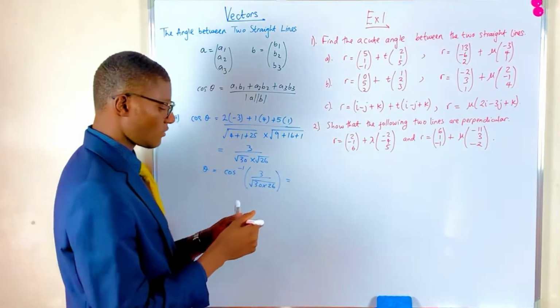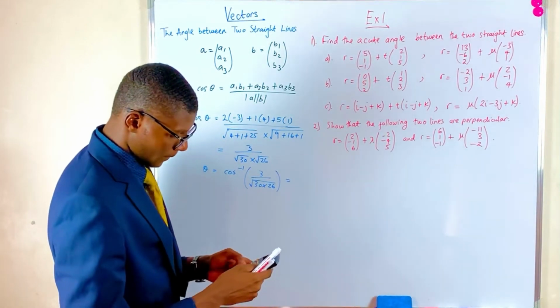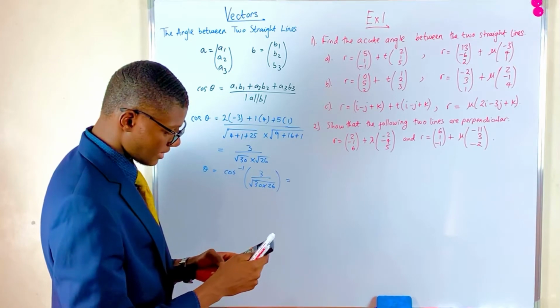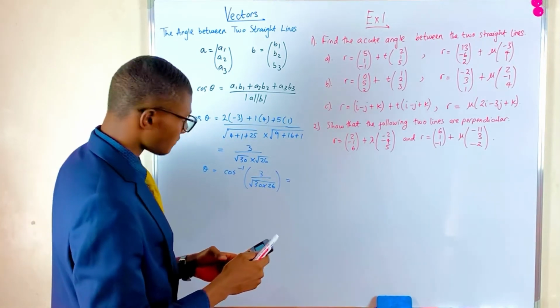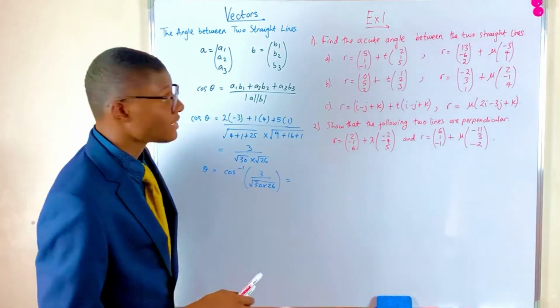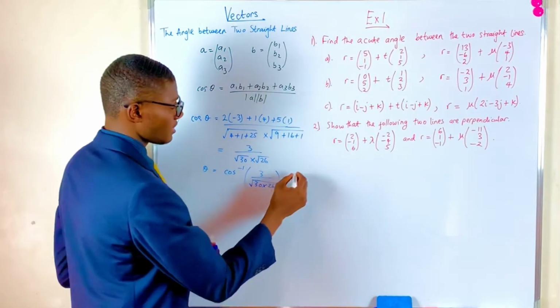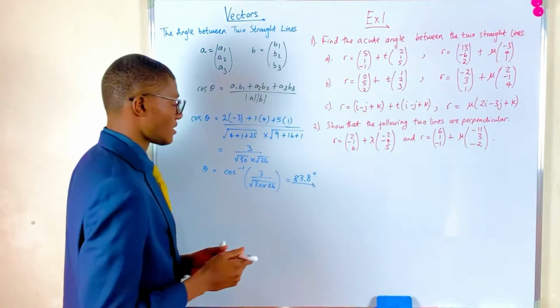Arc cos of 3 over root of 30 times 26, we get an answer of 83.8. And remember, this is to be an acute angle, less than 90 degrees. So this is 83.8 degrees. This is the answer that we get.